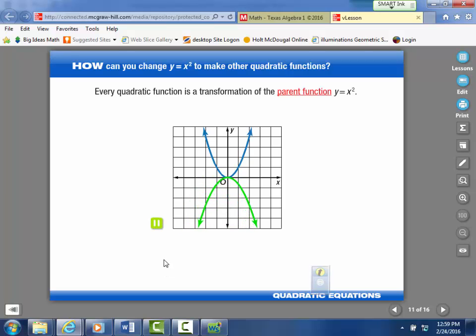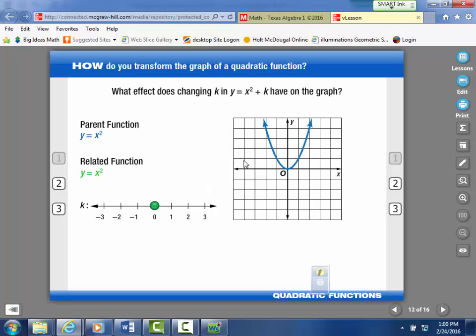Okay, and remember, transformations can be reflections. They can be stretches, translations. Okay, all right. So what effect does changing k in y equals x squared have on the graph? Okay, so k they're showing is being added to the x squared. So let's see what happens when we change k.